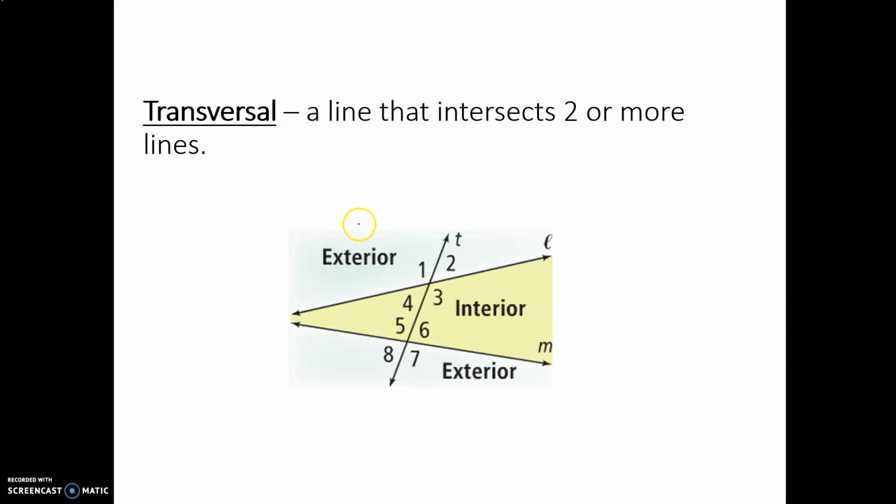Now we're going to move into transversals. So what is a transversal? It's a line that intersects two or more lines. So here you see line L and line M. They're both intersected by line T, and this is our transversal.